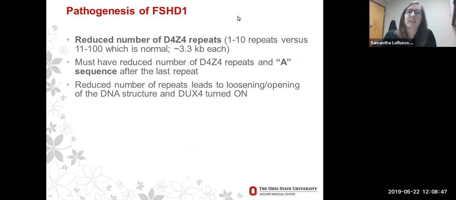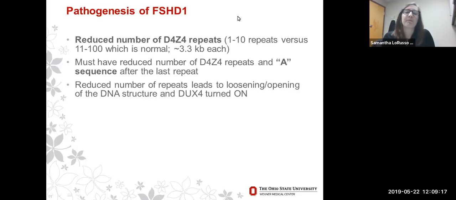Going into further detail about the pathogenesis of FSH type 1, there are a reduced number of D4Z4 repeats. Folks normally have about 11 to 100 of these repeats, but in FSH, people usually have between 1 and 10 repeats. In addition to those decreased repeat numbers, you have to have what's called an A polyadenylation sequence after the last repeat.